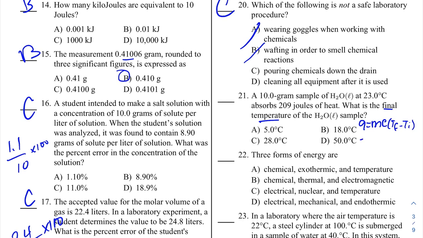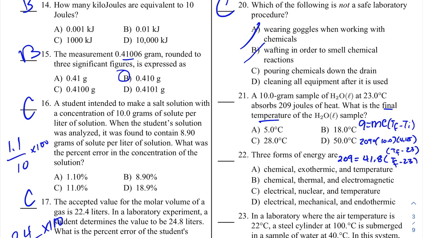So Q is 209. Mass is 10. Specific heat is 4.18. And sorry, that's an 8. And then T final minus your initial, which is 23. All right, so I apologize that is small. So we're going to do 4.18 times 10, which is 41.8. So 209, again, is 41.8 times the quantity T final minus 23.